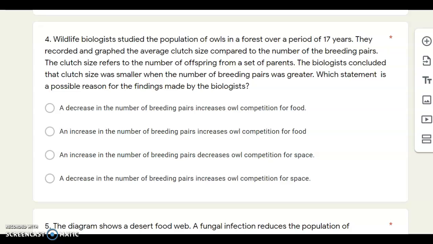Choice A. A decrease in the number of breeding pairs increases owl competition for food. Choice 2. An increase in the number of breeding pairs increases owl competition for food. Choice 3. An increase in the number of breeding pairs decreases owl competition for space. Choice 4. A decrease in the number of breeding pairs increases owl competition for space.